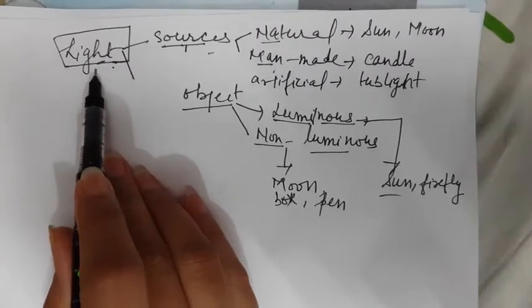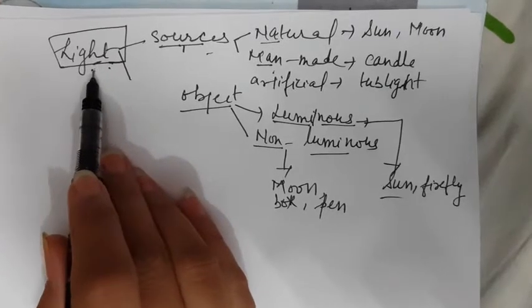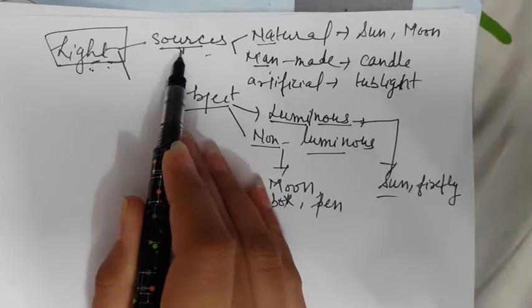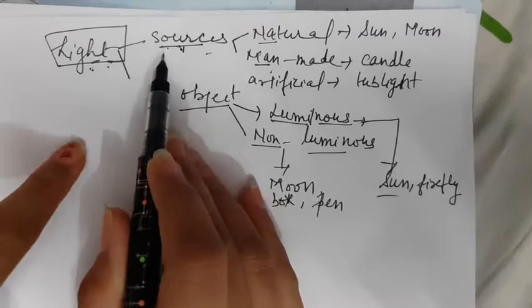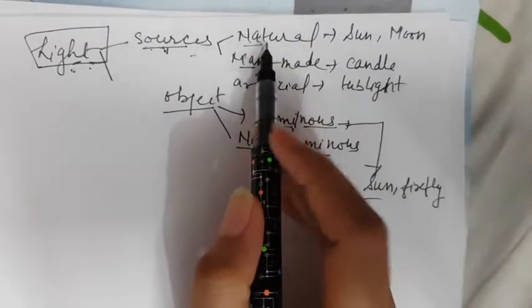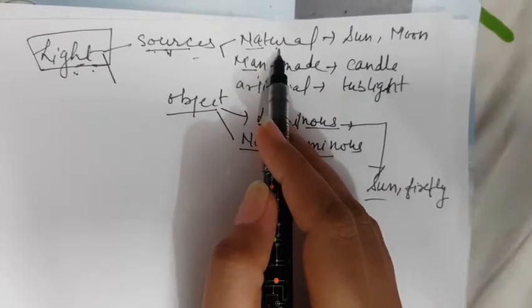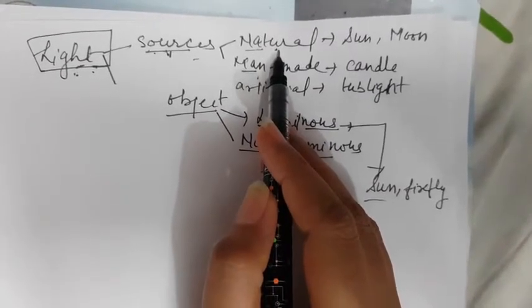Now, light is produced by some things. What is that thing? It is known as a source. Anything that produces light is known as a source. Sources of light are divided into two categories: natural sources. Natural sources are the sources which produce their own light.